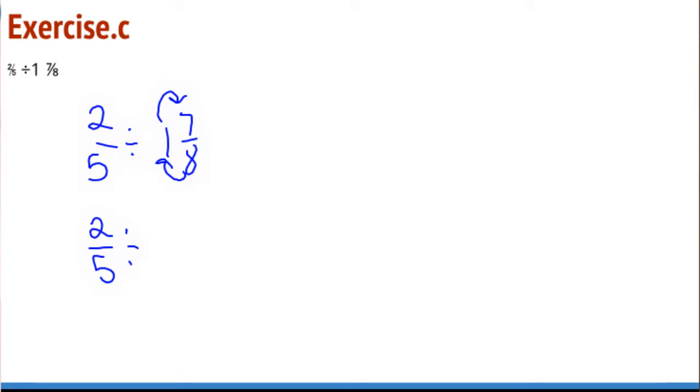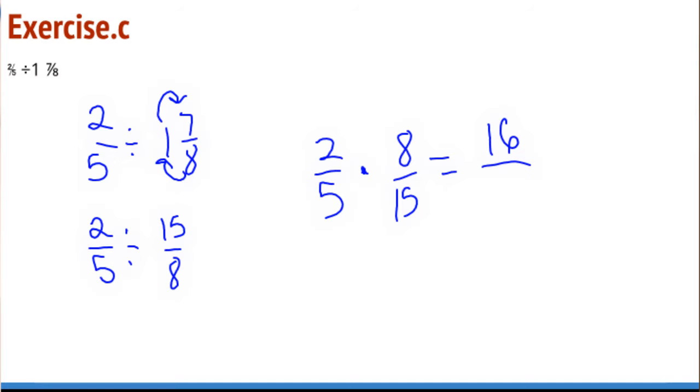All right, 2/5 divided by 1 7/8. I've got 2/5 divided by 8 times 1 is 8, plus 7 is 15/8. 2/5 times 8/15. 2 times 8 is 16. 15 times 5 is 75. 16/75.